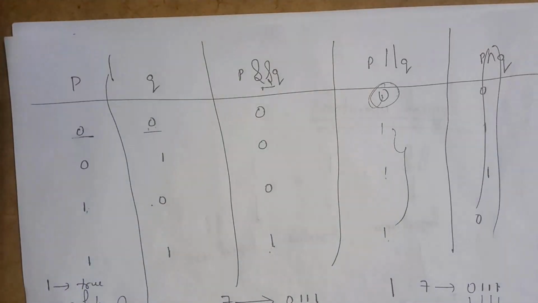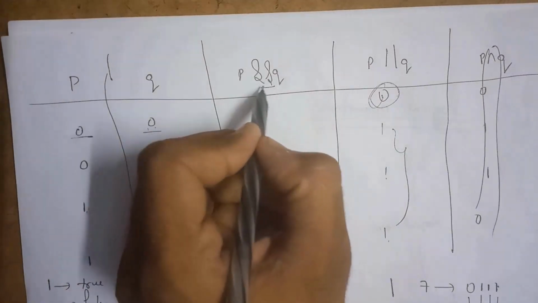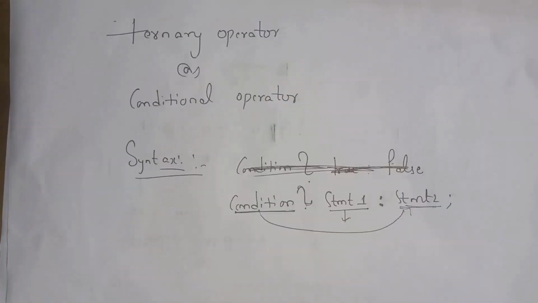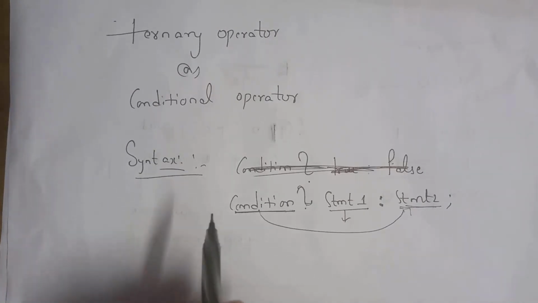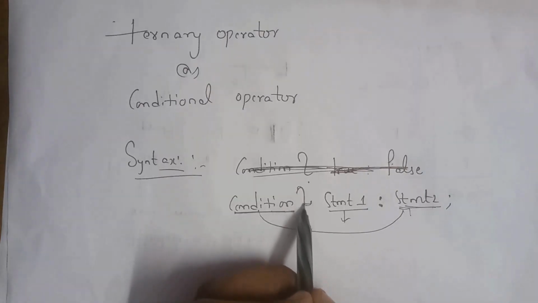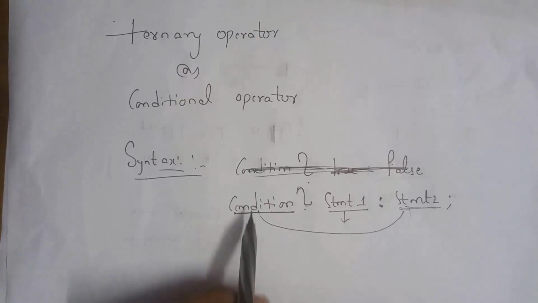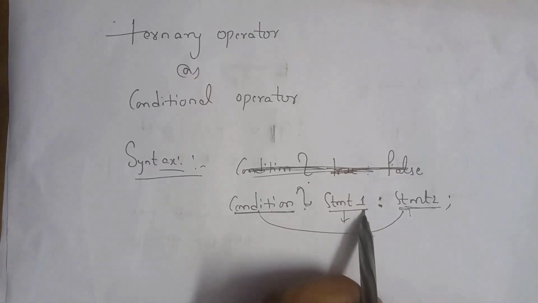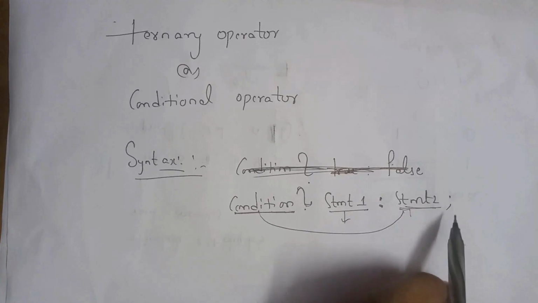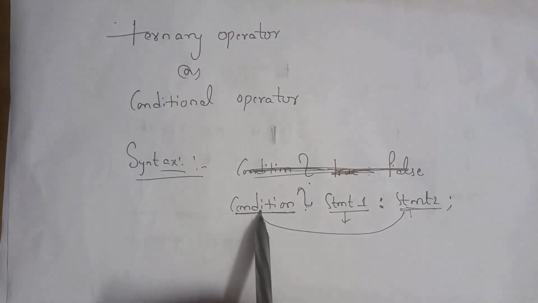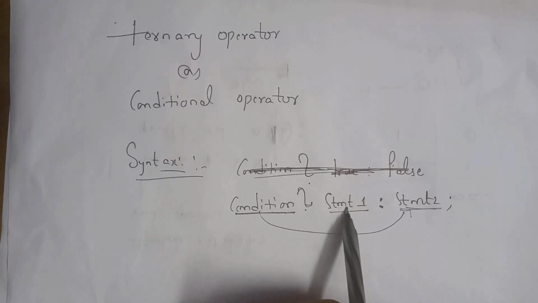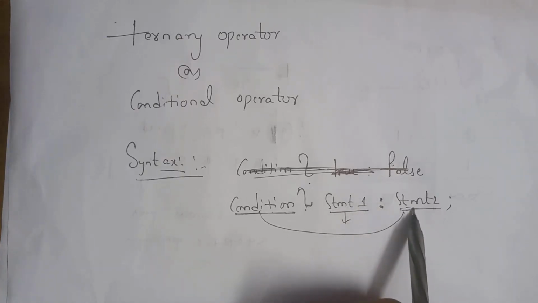So whenever a logical operator question comes in the exam, write this table for both logical AND and logical OR, and then give these examples. Guys, we also call this ternary operator the conditional operator because based on the condition, output will be generated. This is the syntax of the ternary operator. At first you need to write the condition. After that you need to give the question mark symbol, where the question mark represents the ternary operator.